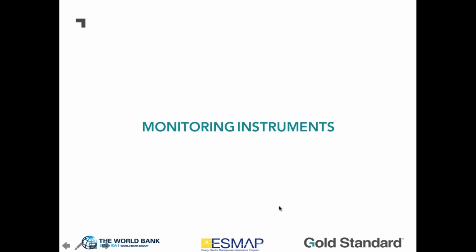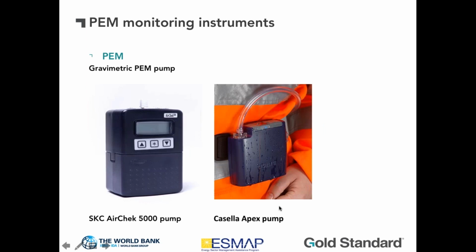So, coming to the monitoring equipment. This is not really my area of expertise at all, but in the absence of a better option, I'll just try and give it a shot. There are several types of personal exposure monitoring instruments available. As I said before, there are two types of personal exposure monitoring. One is called the gravimetric approach, and the other is called the optical approach.